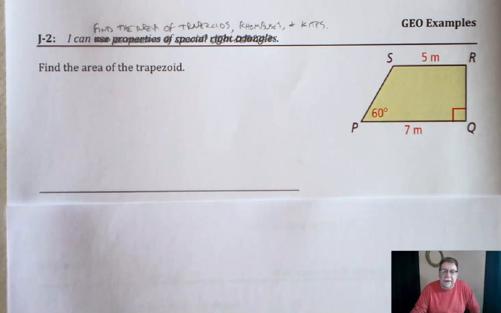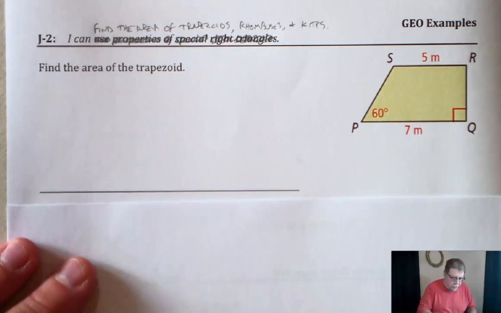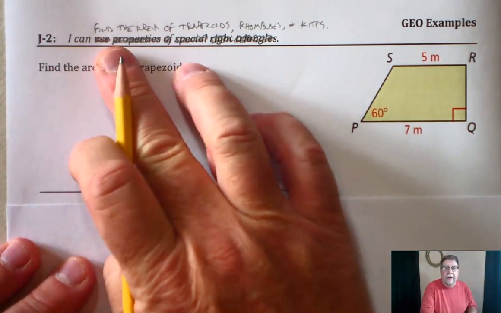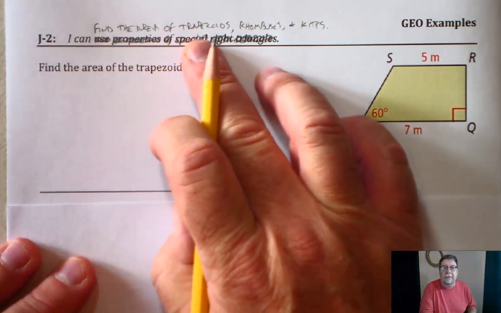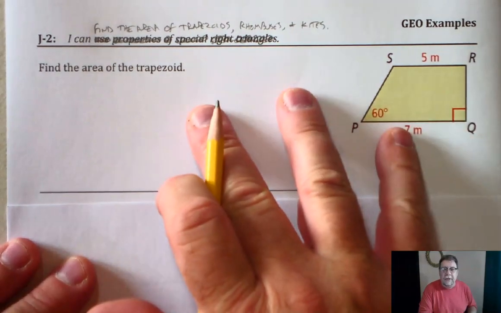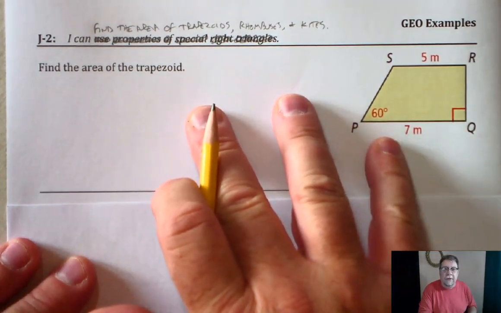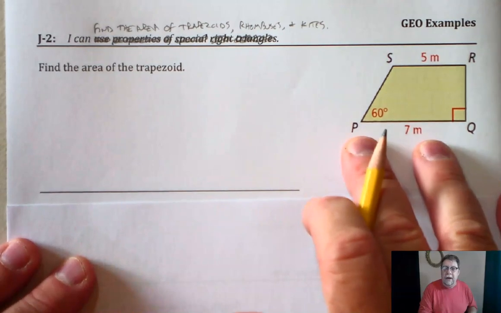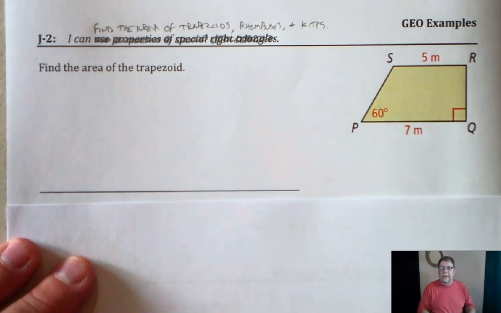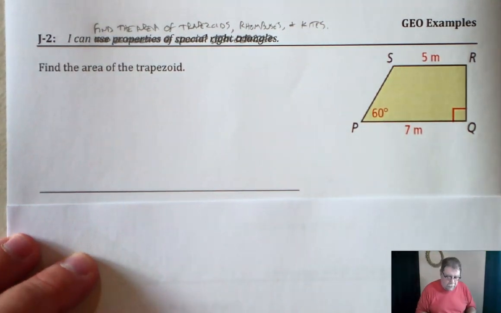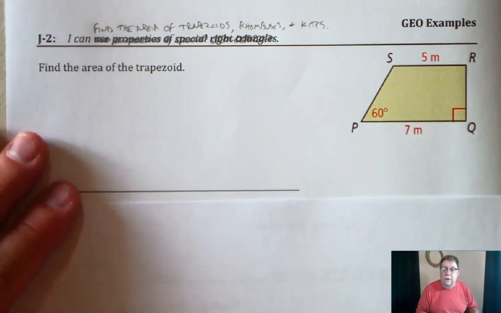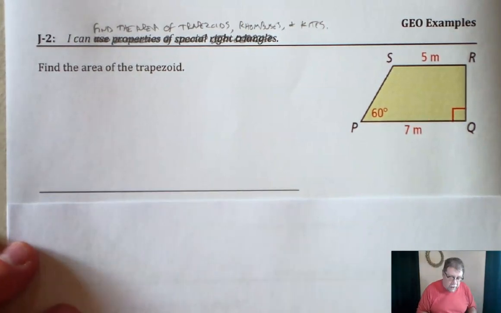Here's an example of finding the area of a trapezoid. I sort of wrote the wrong learning target up here. So we are actually in the learning target where we're finding the area of trapezoids, rhombuses, and kites. This particular example is dealing with the area of a trapezoid. There is a twist in this particular problem. We will get to that. It's going to include a special right triangle.